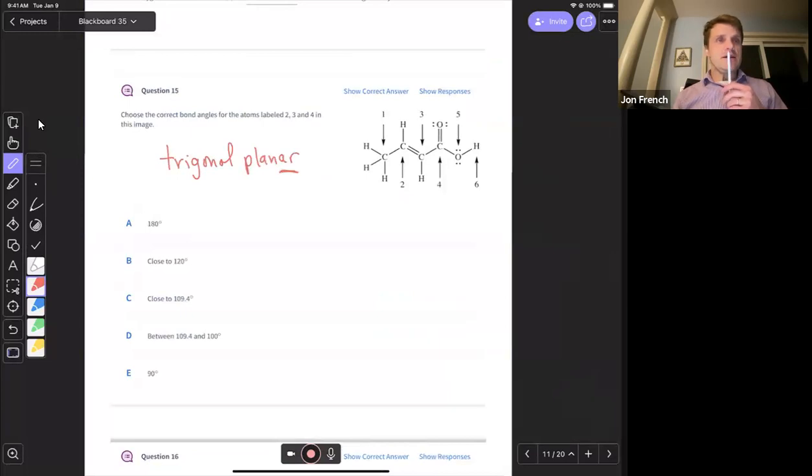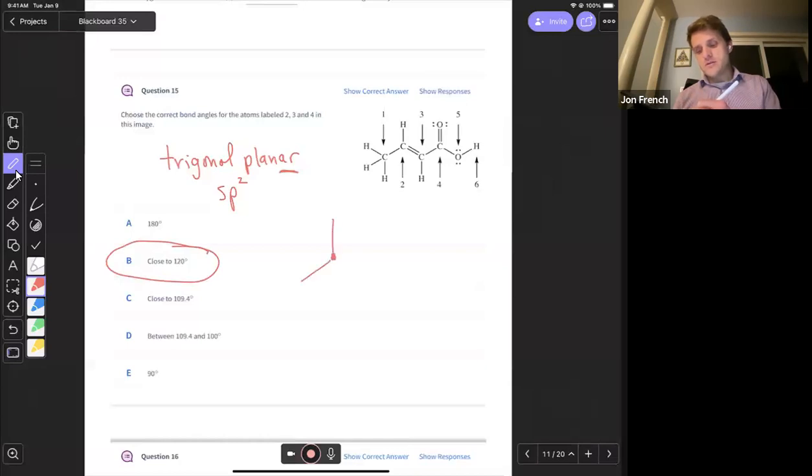So if we're trigonal planar, what should our bond angles be? They should be very close to 120 degrees. We're sp2 hybridized. We've got 3 domains, right? We've got a circle and we split it up into 3 equal quadrants. Those quadrants each need to be approximately 120 degrees.